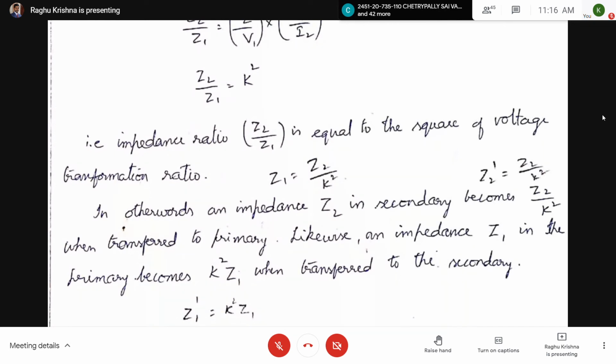Likewise, an impedance Z1 in the primary becomes K square Z1 when transferred to the secondary. So if you remember Z2 dash is equal to Z2 by K square, you can easily remember Z1 dash is equal to K square Z1.